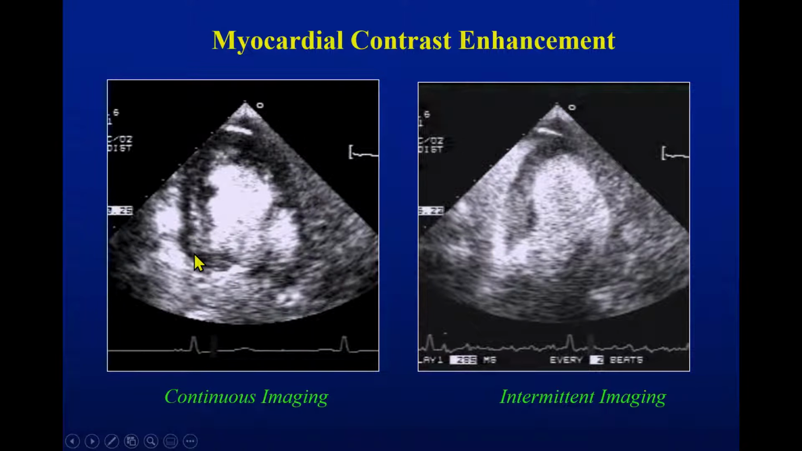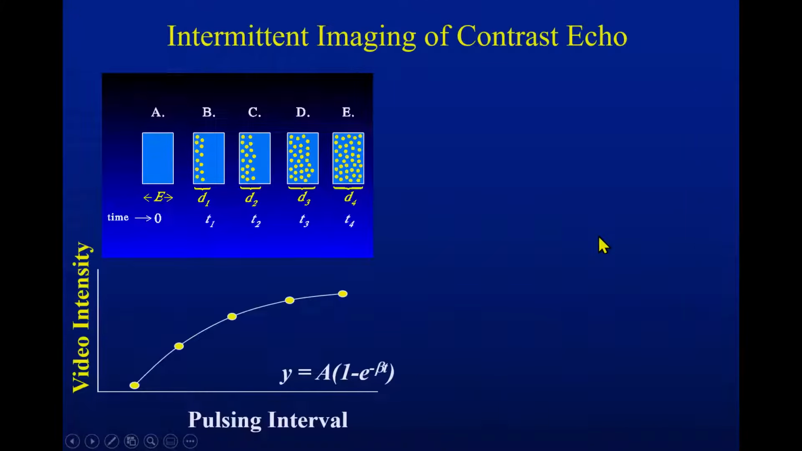So most of these, because of their slow speed, if you do continuous imaging, even at a low MI at times, you may not see myocardial perfusion. If you do intermittent imaging or reduce the MI significantly with intermittent imaging, you may see contrast in the myocardium per se and still differentiate cavity from the myocardium.